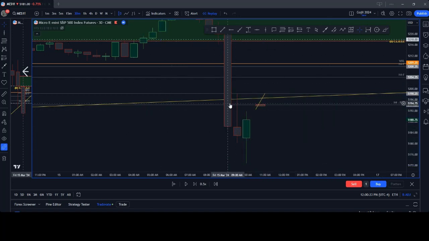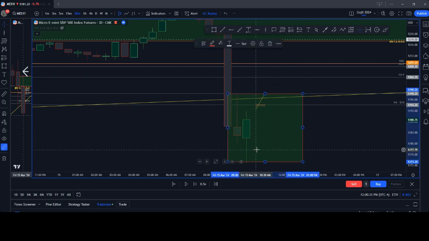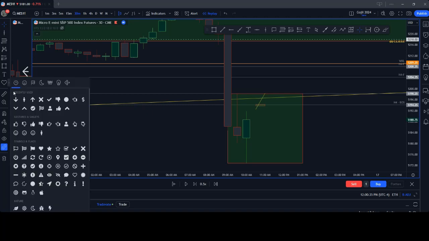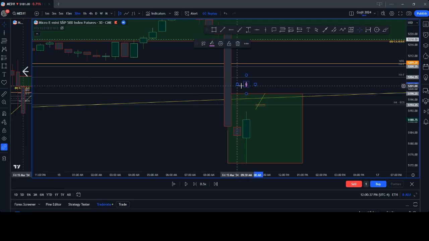So looking at this, I'm seeing that this 30-minute candle here has liquidity here. Okay, so let me get my little liquidity guys over here. This one, Mr. Liquidity here, and Mr. Liquidity here.